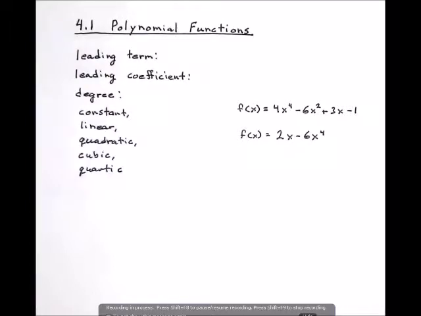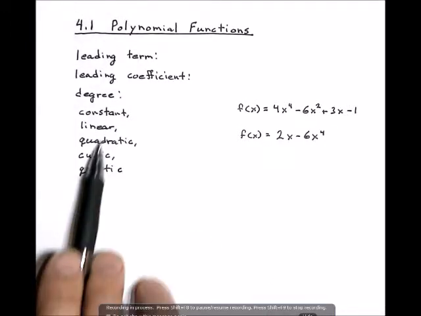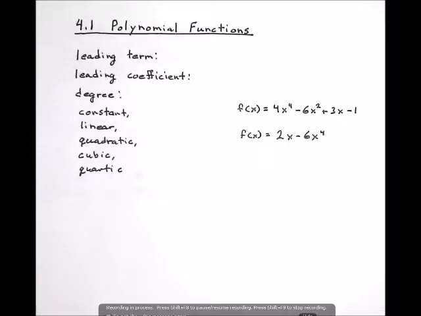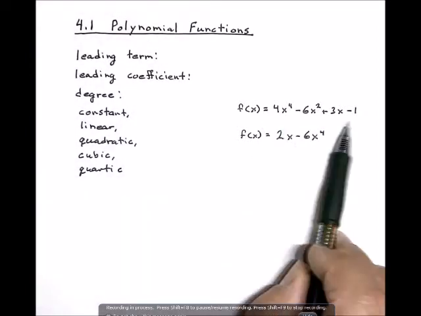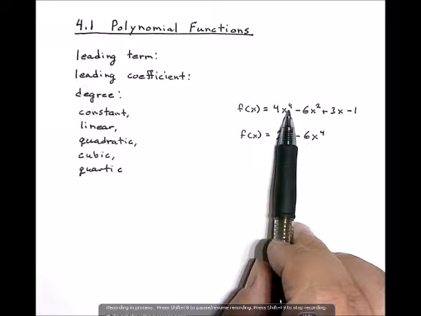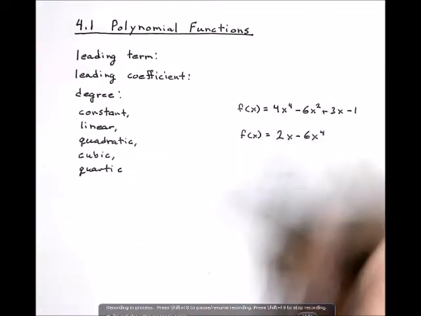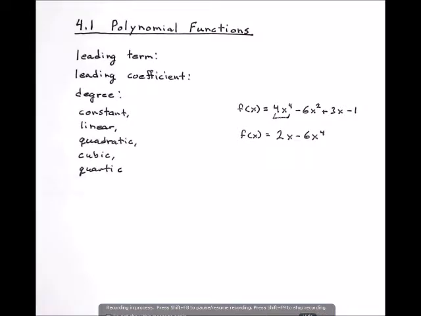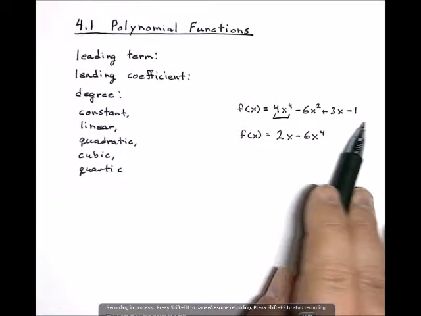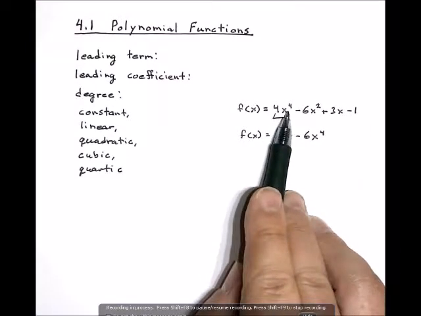Section 4.1, Polynomial Functions. What we're going to do here is first look at leading terms, leading coefficients, the degree of a polynomial, and do some classifications. The degree of a polynomial, let's look at this one first, is just the highest exponent. So the degree on this one would be 4. Leading term is just the term that that highest exponent is on. In the case of this first equation, the leading term is 4x to the 4th.